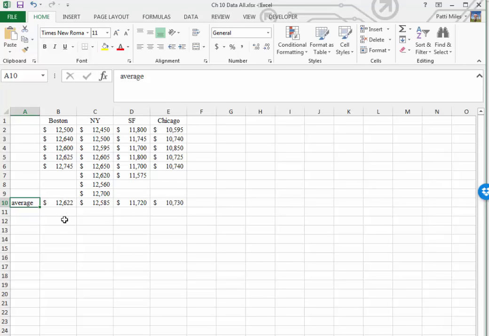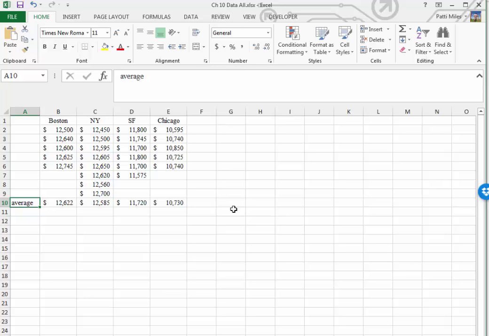So on average, Boston savings is $12,622, New York is $12,585, San Francisco is $11,720, and Chicago is $10,730. So just in looking at it quickly, it appears that Boston has saved more money than the other cities in public transportation costs. So we want to delve into that a little bit further.